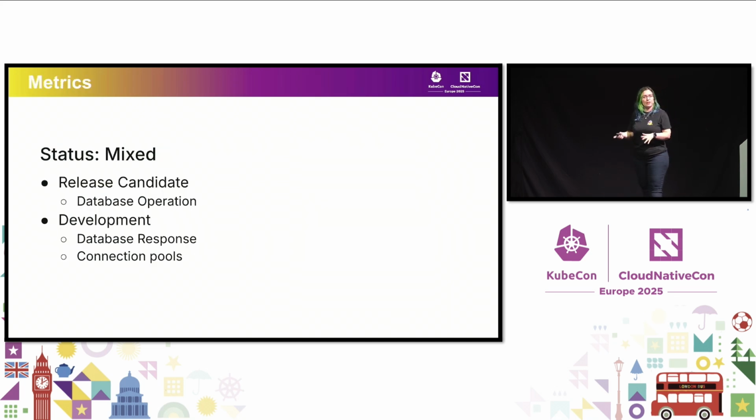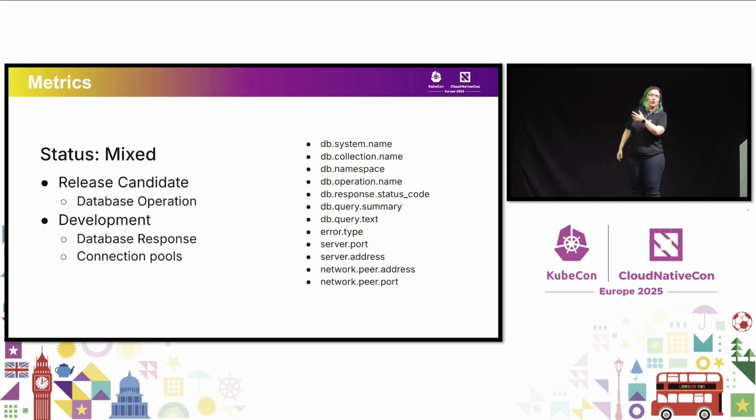Then we have the metrics, which is currently in a mixed state, because the database operation is a release candidate, and for the database response and connection pools, we are currently developing. Those two are newer ones that we are working on. And if you're curious, this is also the list of the attributes for the database operation.